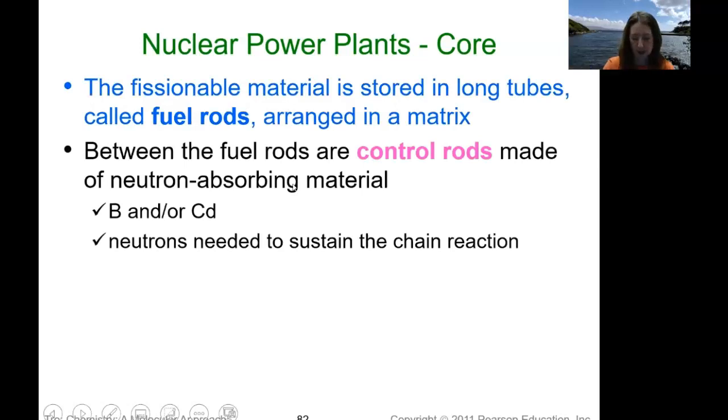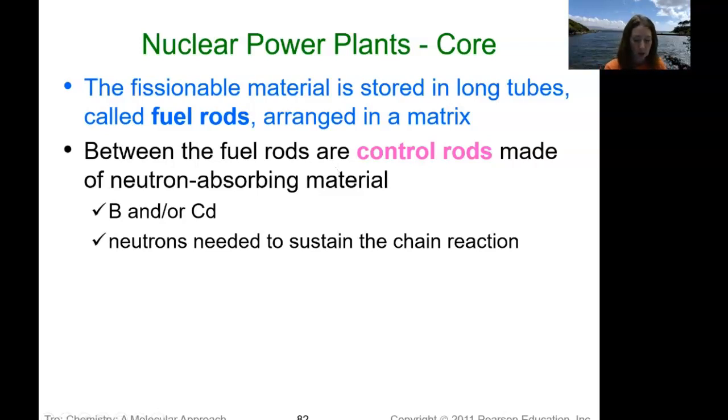And these fuel rods kind of look like, I don't know, kind of like big pixie sticks, if you know what I'm talking about. That's kind of what the fuel rods look like. And in between the fuel rods are control rods. And the control rods, again, are going to absorb the neutrons.